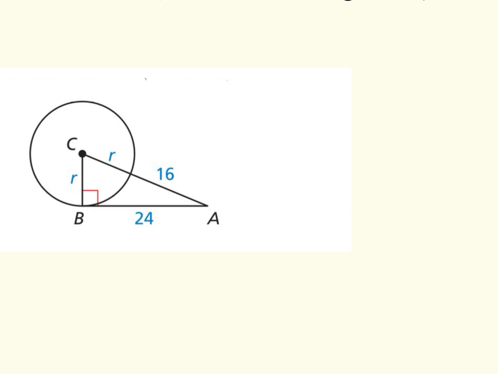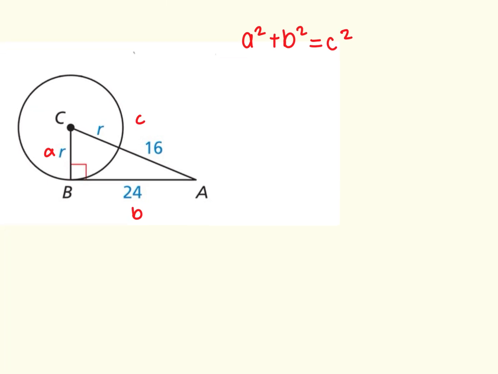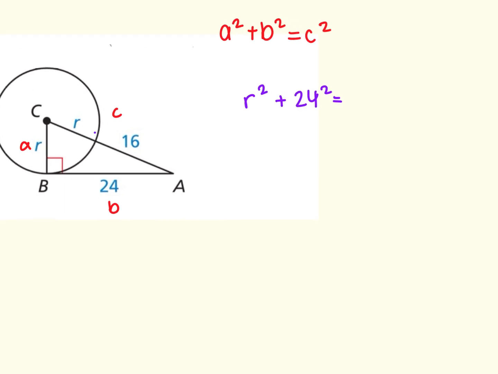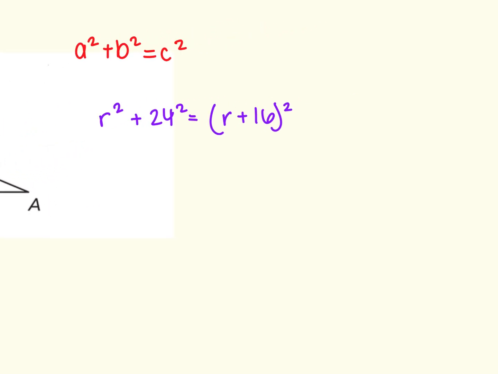So what do I have? Writing it, I need to solve using my a squared plus b squared equals c squared. I have my a, I have my b, and I have my c. Please pay attention to how I'm setting this up. My a I'm going to write as r squared plus 24 squared equals my c. Keep in mind you have to add everything. So r plus 16 squared. That's what it should look like.